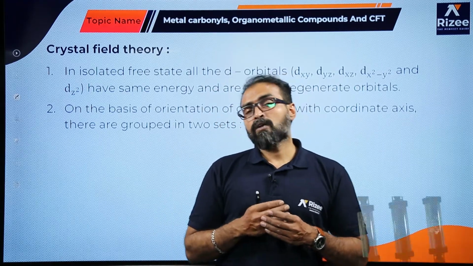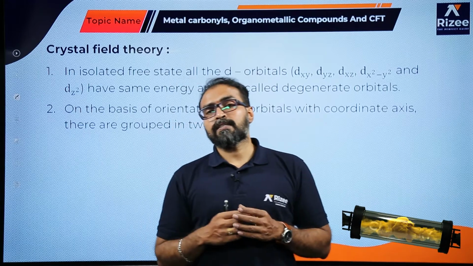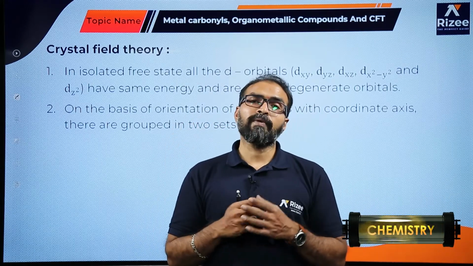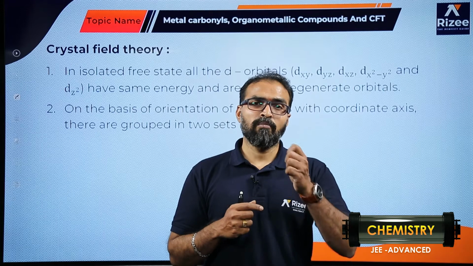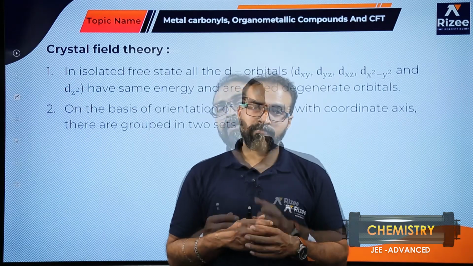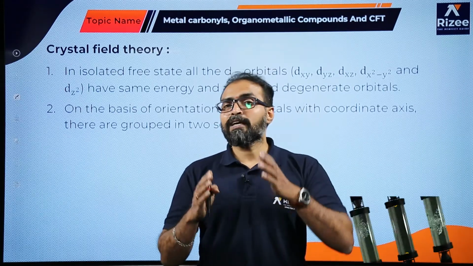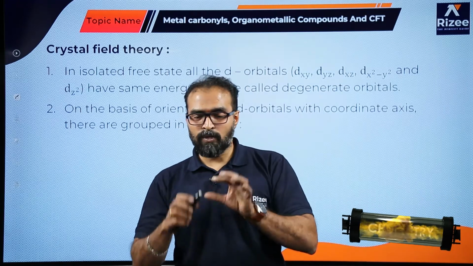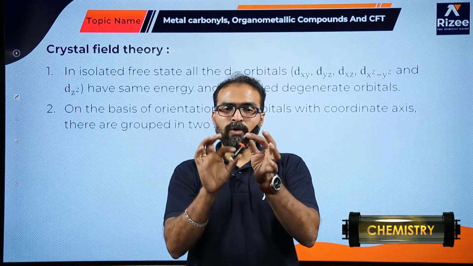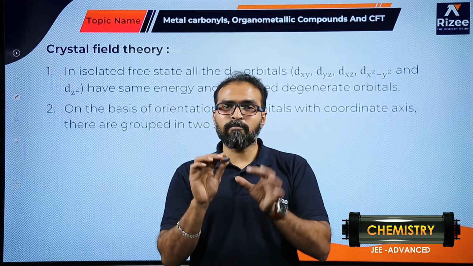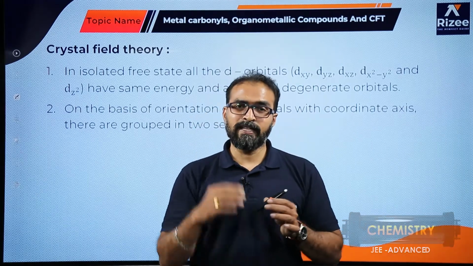And one more thing, in this crystal field theory we mainly have 2 types of ligands: one is anionic, the second is neutral. If you take a neutral ligand, it has 2 poles, one positive and one negative. The negative pole of the ligand points towards the metal ion in the gaseous state.